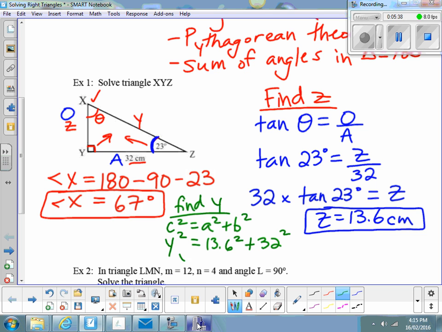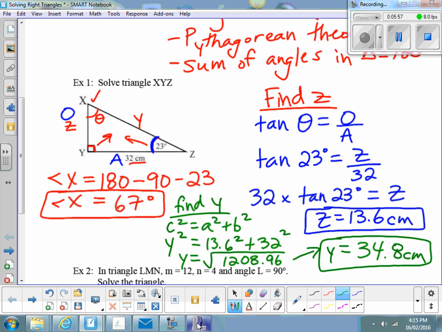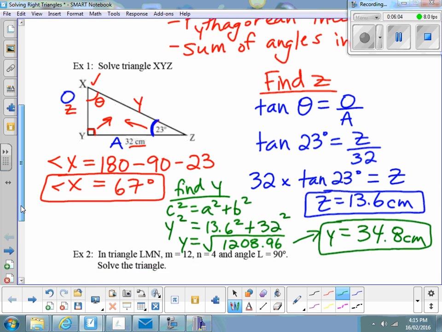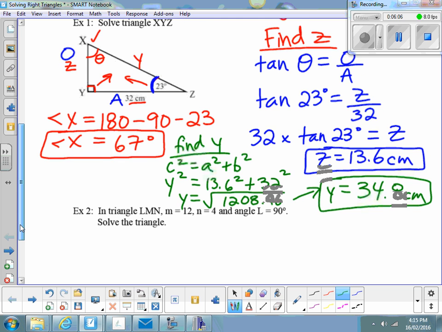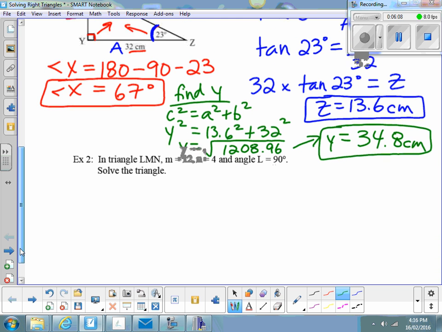So at the end, I end up taking the square root of 1208.96. So Y is equal to 34.8 centimeters. And as we've said, it's always a good idea to check and make sure that makes sense. Y should be the longest side in the triangle, so 34.8 makes sense to be side Y.